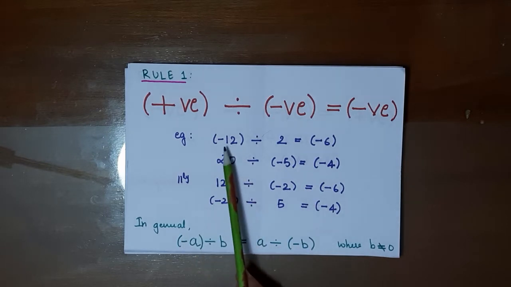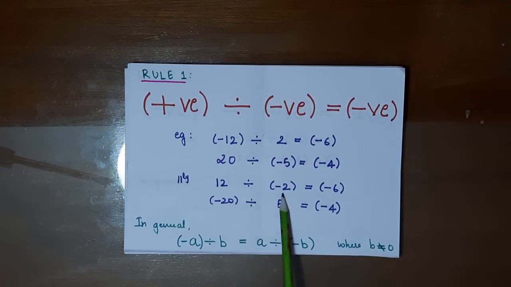Similarly, minus 12 divided by 2 can also be written as 12 divided by minus 2. We are dividing 12 and 2 as a whole number first. 12 divided by 2, 6. Then we add the minus sign here. Next, minus 20 divided by 5. 20 divided by 5 is equal to 4 and then we add a negative sign before the quotient.